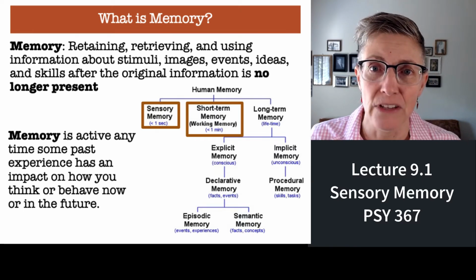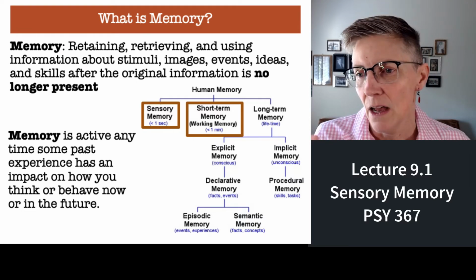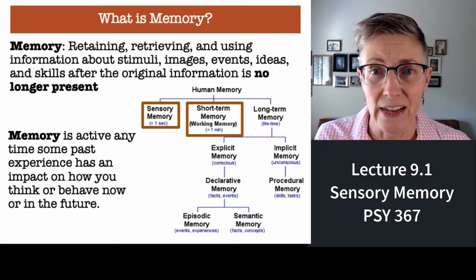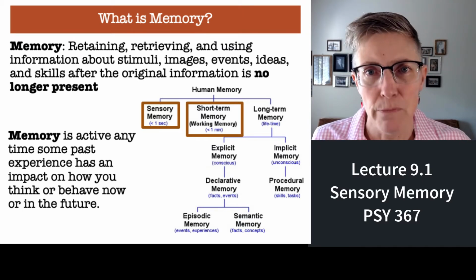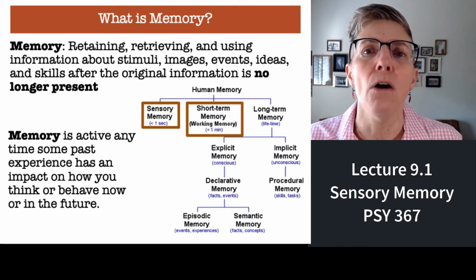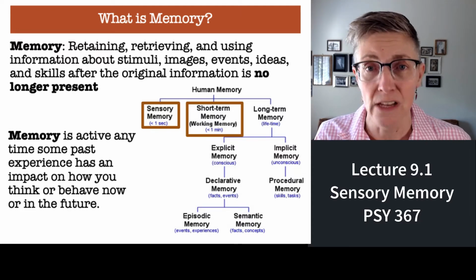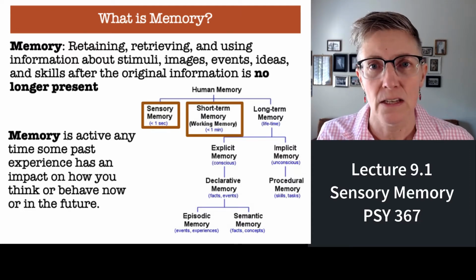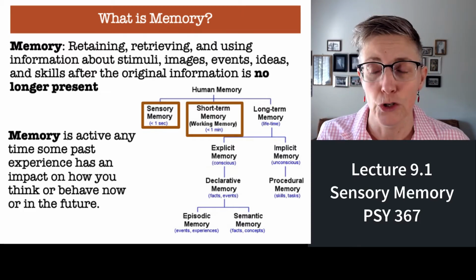So you can say that memory is active anytime your actions or your thoughts or your feelings are influenced by past experiences. Now, on the chart that you're seeing on this slide, human memory is broken down in many different components, many different types of memory, and we will be discussing all of those different types of memories in the coming weeks. But in this unit, we are only going to cover sensory memory and short-term memory.